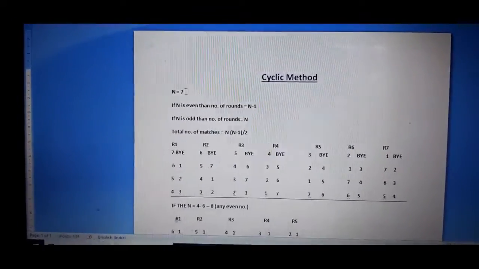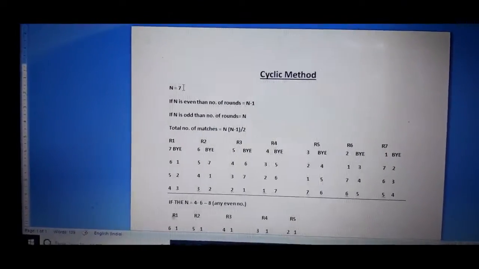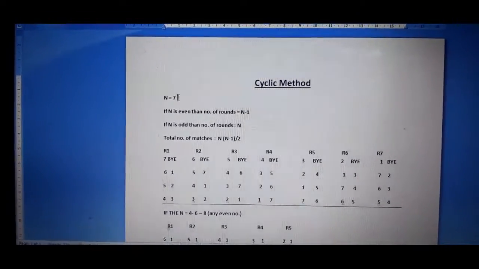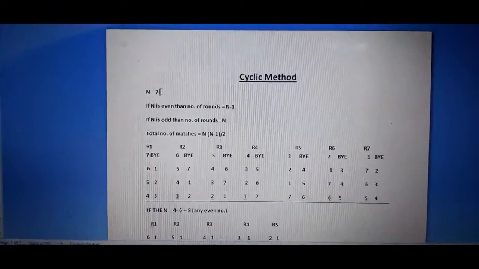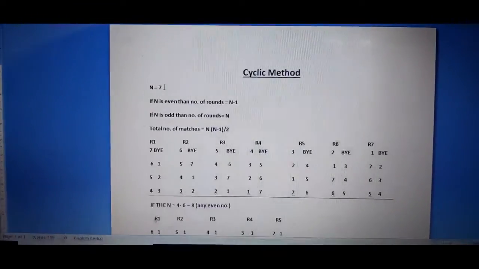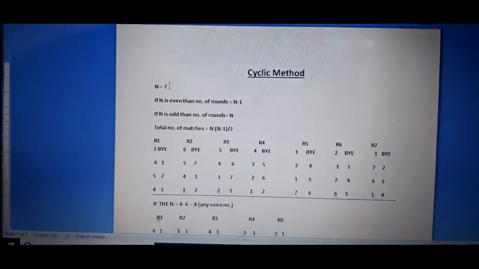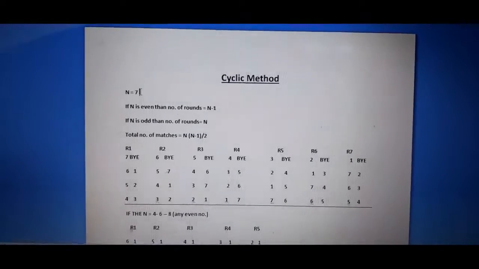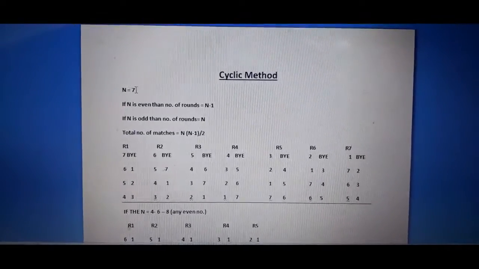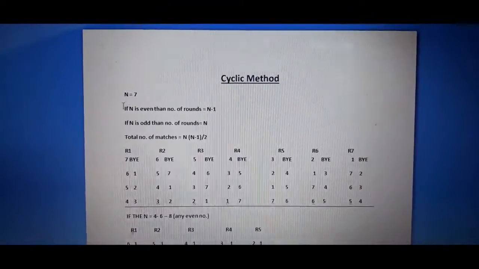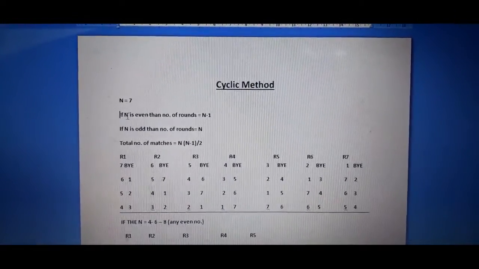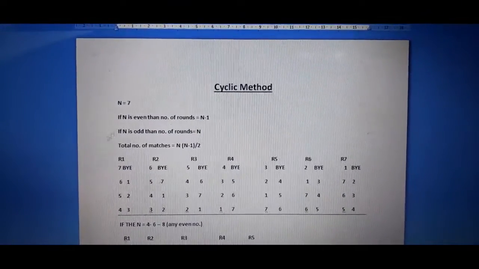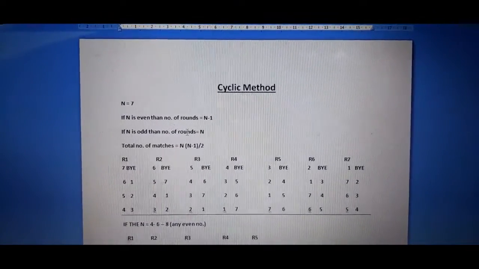So the first thing that you have to mention over here, see, this is the layout, how you are supposed to make a draw. The tidiness, the neatness, in everything, give yourself time, and then you can have great marks out of it. So total number of teams, n, is equal to 7. If n is even, then number of rounds is n minus 1. If n is odd, then number of rounds remains n.